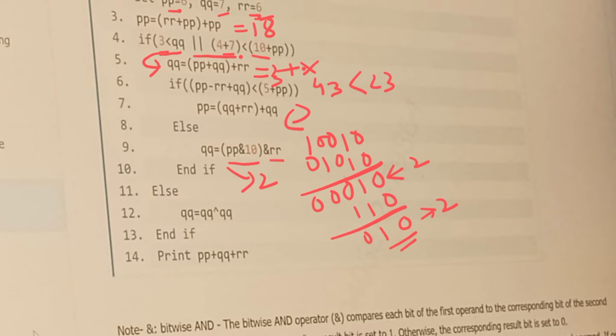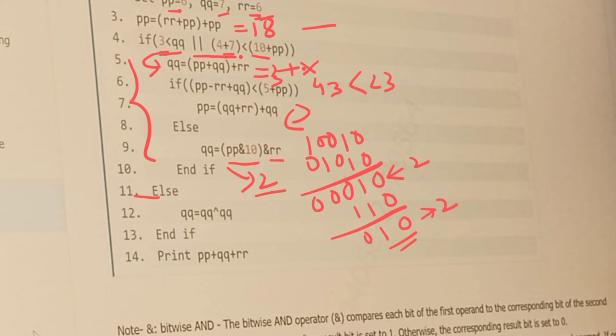So we have to go outside of that if block, because we have calculated the if block, so we don't have to check this else block. Now just print p plus q plus r. The value of p is 18, the value of q is reinitialized as 2, the value of r is 6. So 18 plus 2 is 20 and r is 6, so the value is 26.